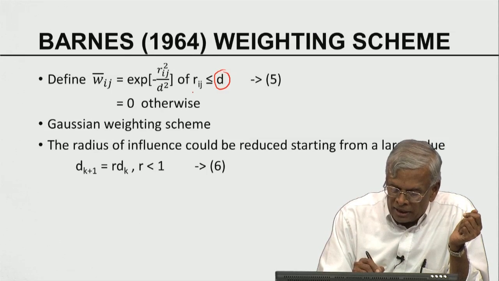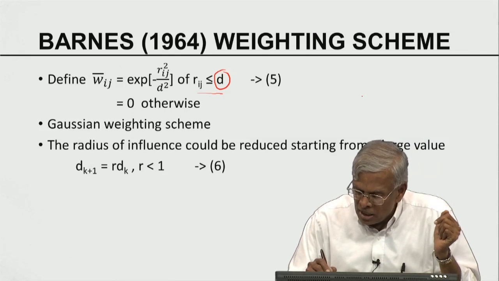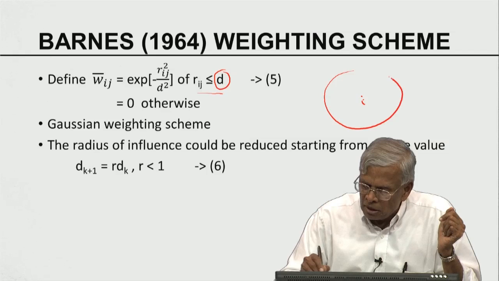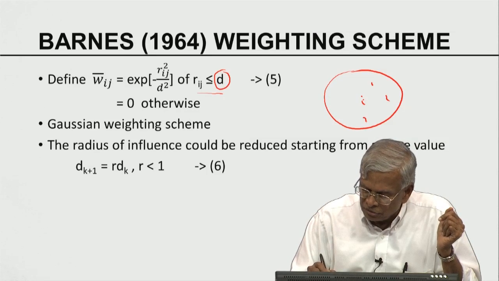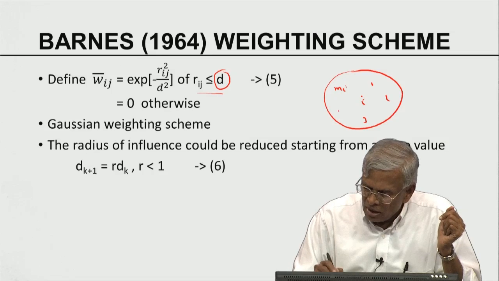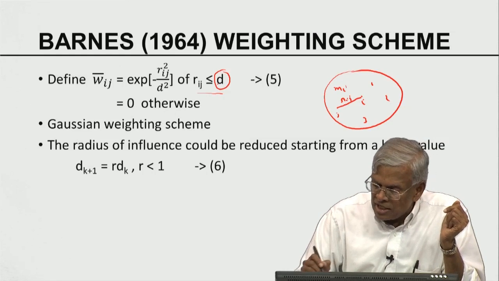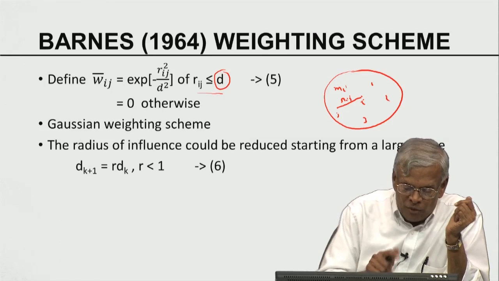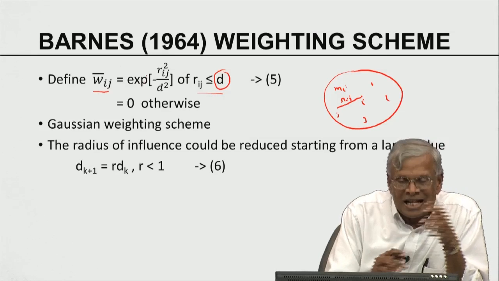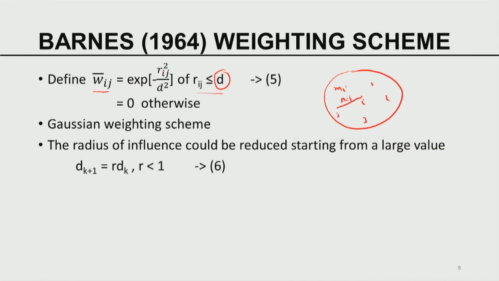All points at a distance r_ij from i. That means if this is the point i, and this is the region of influence, and this is j, the distance from here is r_ij. So if r_ij is less than D, where D is the radius of this circle, the weight w_ij is a Gaussian: exponential of minus r_ij squared by D squared. So it's a Gaussian shaped function. It is 0 otherwise. So it's a kind of truncated Gaussian sitting over a sphere of radius D. You can readily imagine that weight function.